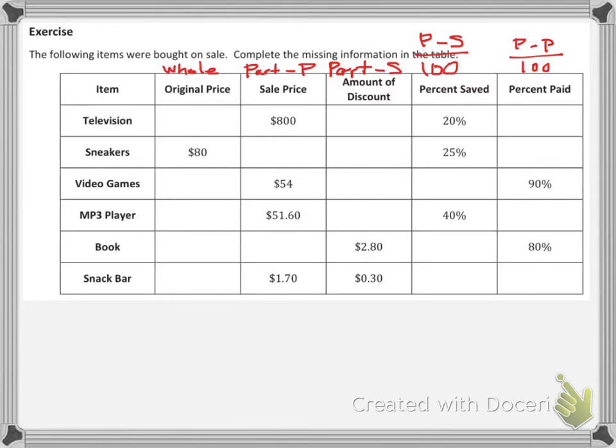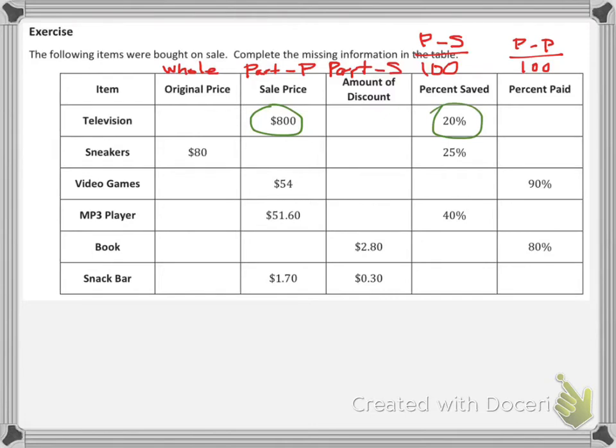Okay, so let's start with the television. And let's see, we know the sales price, that's a part that we pay. And we know the percent saved, that's a part that we save. Part paid and part saved don't match. I can't use these two together. 800 and 20% I can't use together.